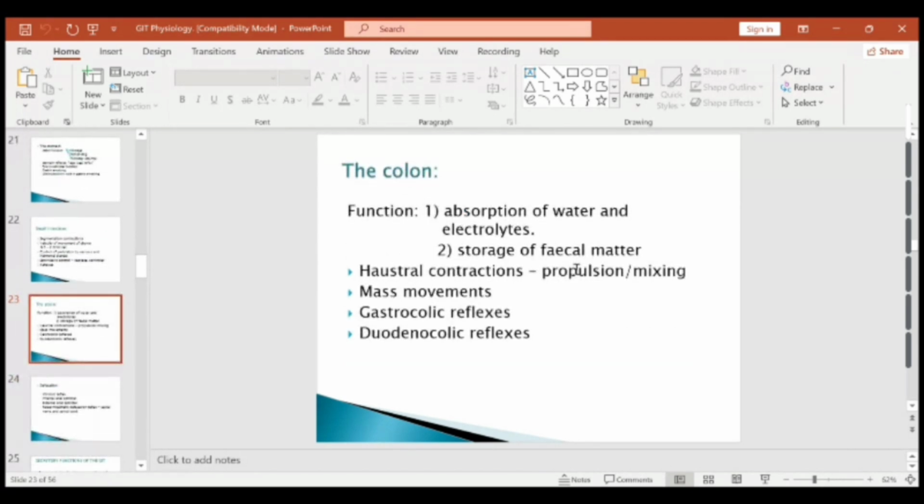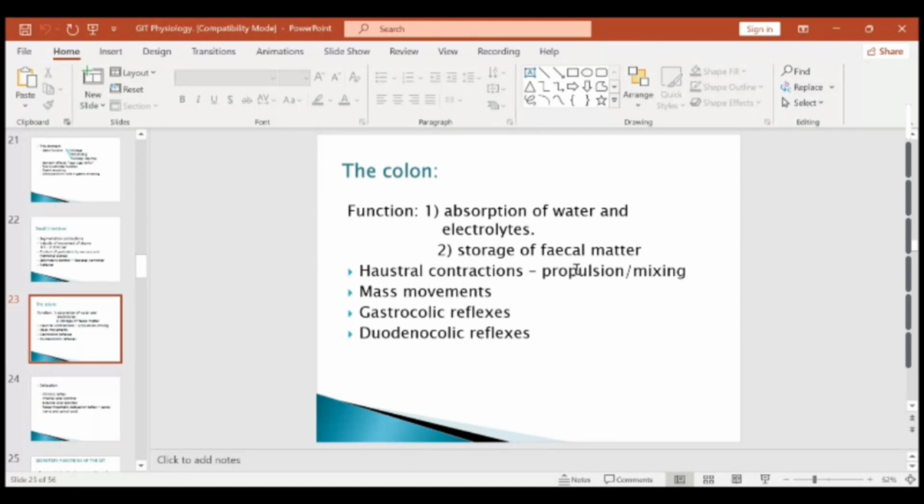All right. After the small intestine, we go to the colon. The functions include the absorption of water, electrolytes, and the storage of fecal matter. Instead of the segmentation contraction that we had in the small intestine, we have what we call the haustral contraction. The purpose of that one is to enhance propulsion and mixing. We also have the mass movement. Mass movement is involved in the clearance of the content of the colon.